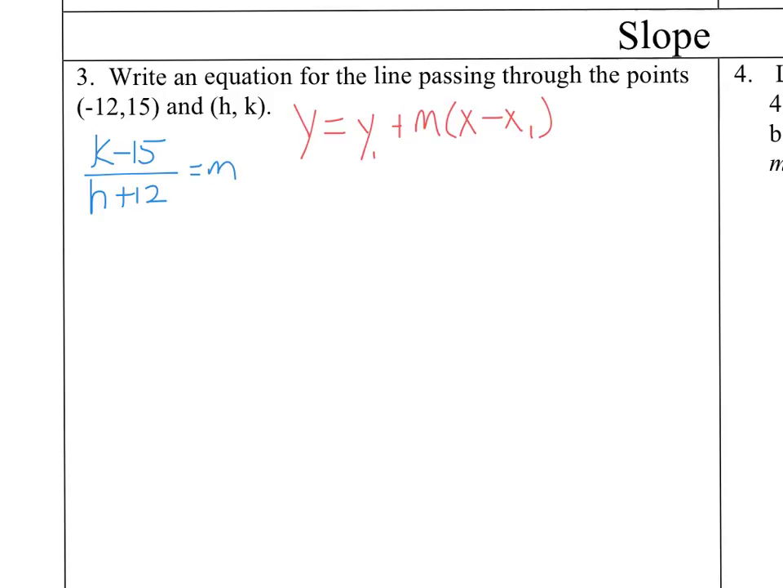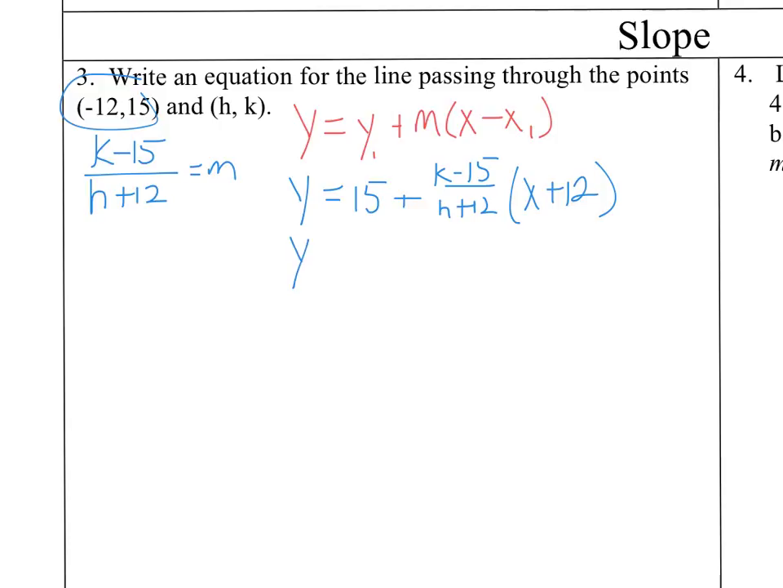Okay. I can choose either of these points as my value for dealing with x1 and y1. I'm going to use the numbers, and that's okay. I'm going to do one with the variables too. So we get y is equal to 15 plus k minus 15 over h plus 12, times x plus 12 on the bottom. You don't have to do anything else. You could stop here and that would be totally fine.